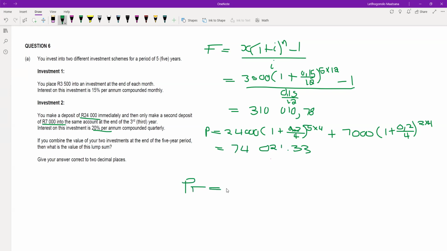And if we add the 2 together, then we will get a total of 384,032 rand and 11 cents.